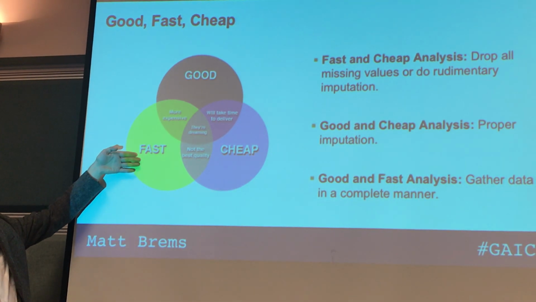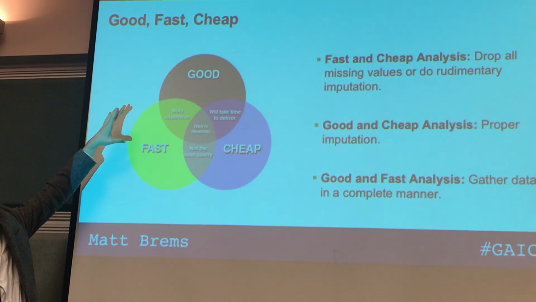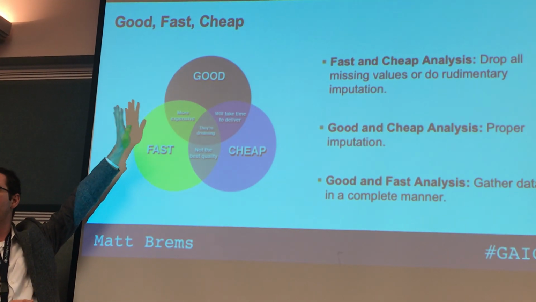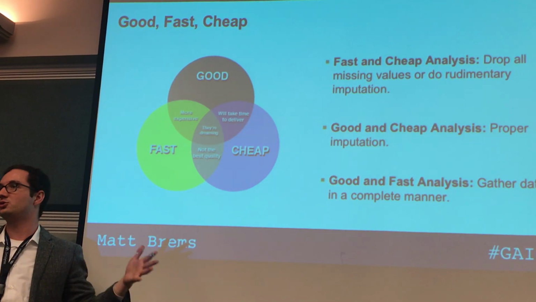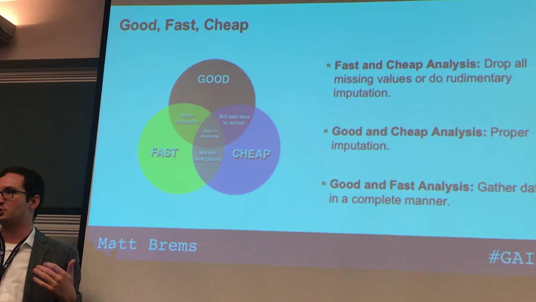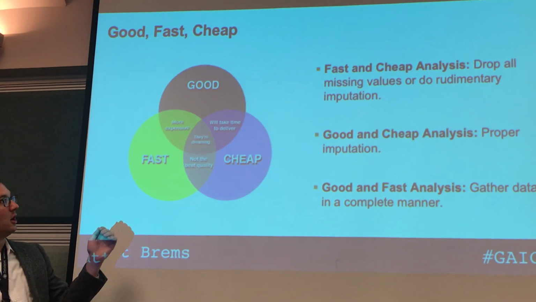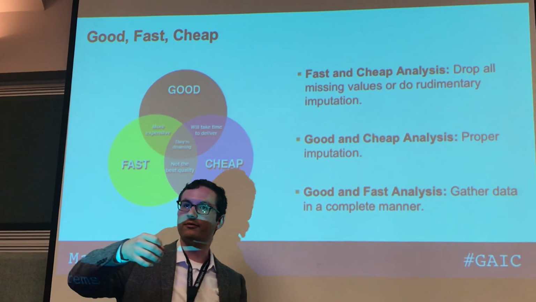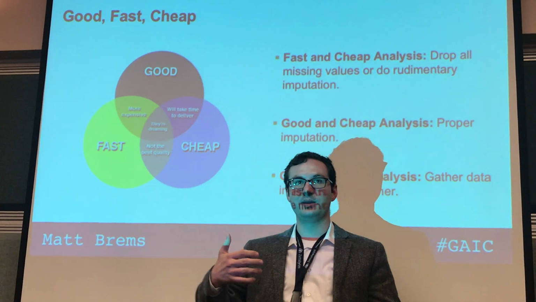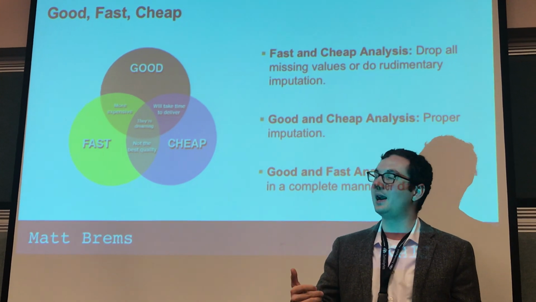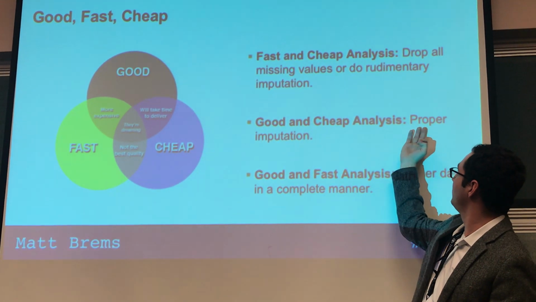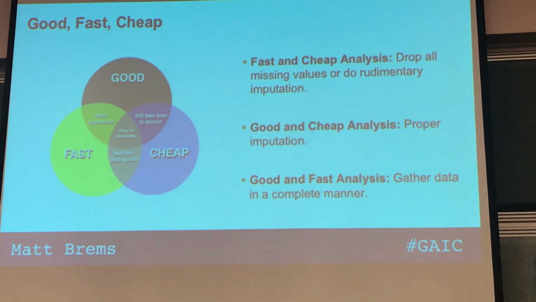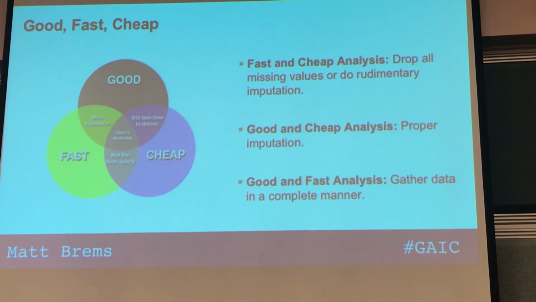Think more broadly: can you pick a good and fast analysis? Can you spend your time and money up front getting data that's complete, so that your analysis is easy because you don't have to do any type of imputation or any accounting for missingness? Or can you do a good and cheap analysis, where you don't invest that time up front in getting complete information, because maybe that takes too much time, but instead you spend your time on proper imputation, or you can do the pattern submodel approach if your goal is to do predictions.